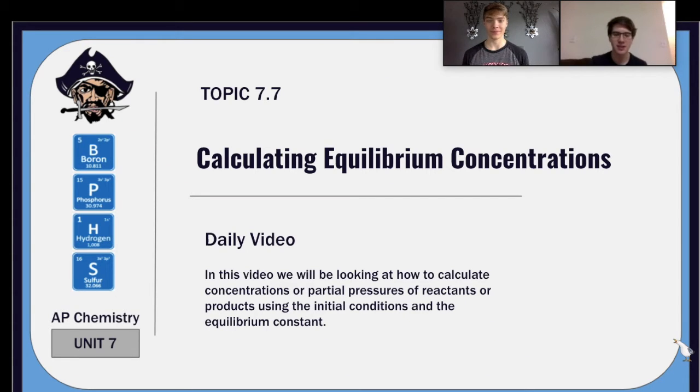Today we'll be looking at topic 7.7, calculating equilibrium concentrations. In this video, we will be looking at how to calculate concentrations or partial pressures of reactants or products using the initial conditions and the equilibrium constant.